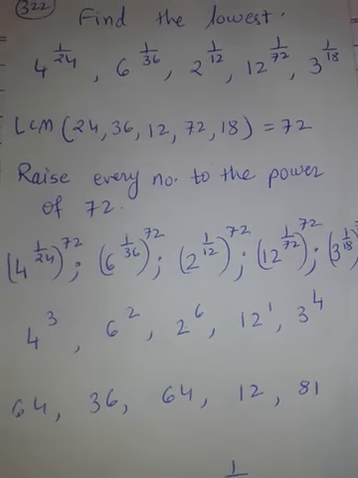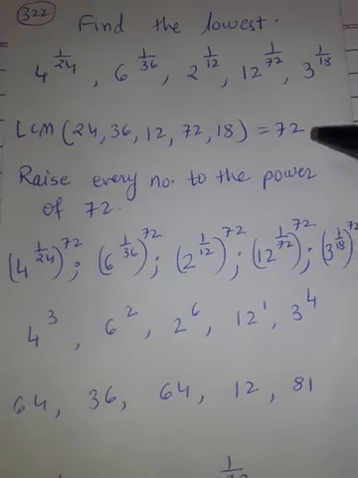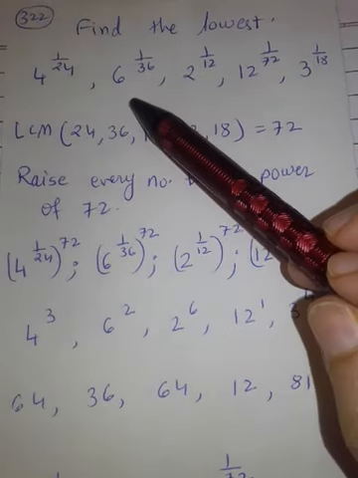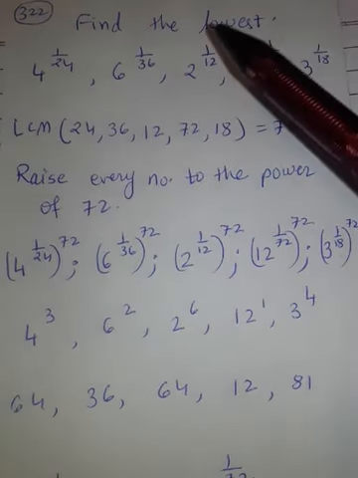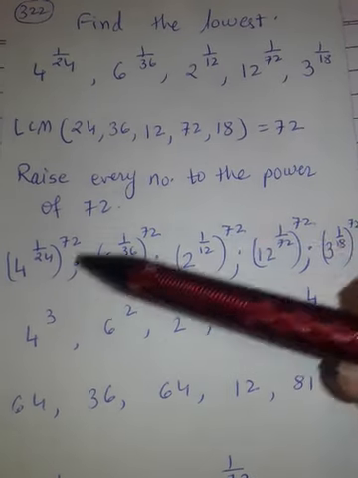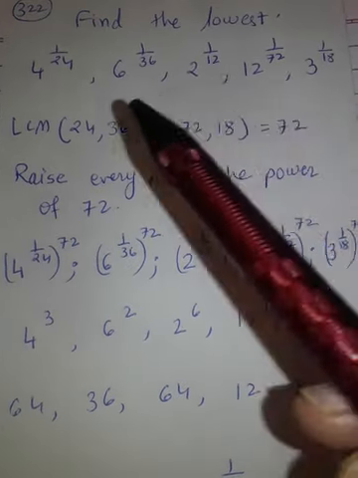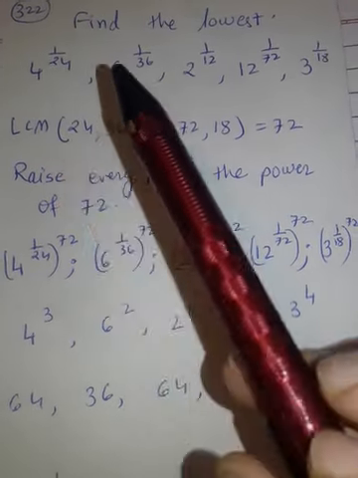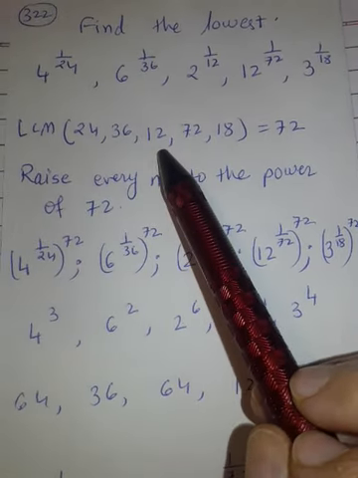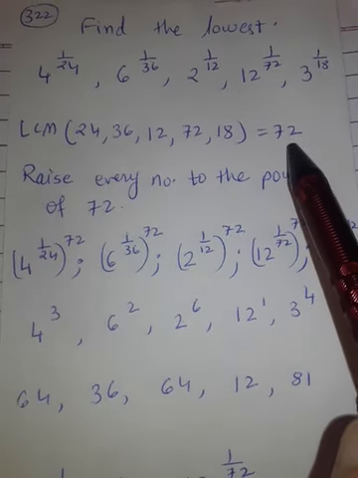So we are going to use the same trick that we learned in the earlier sum. Instead of watching this part, first solve this sum in the same manner that we just solved, and then you can compare your procedure with this procedure, and you will be very happy that you have already learned it. So first I am going to find the LCM of these denominators. 24, 36, 12, 72 and 18, their LCM is 72.